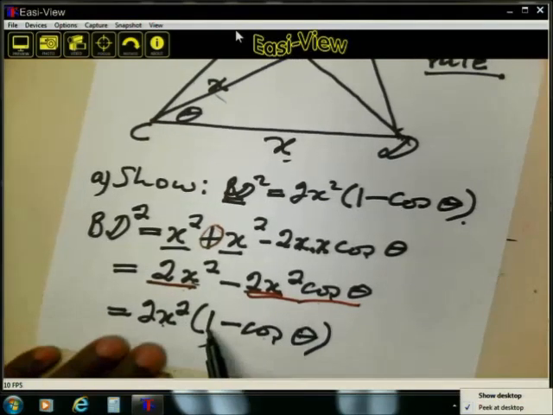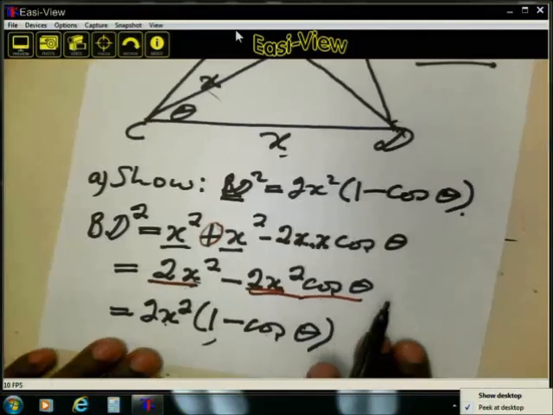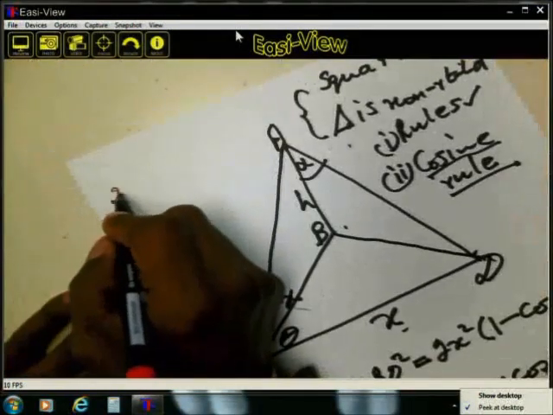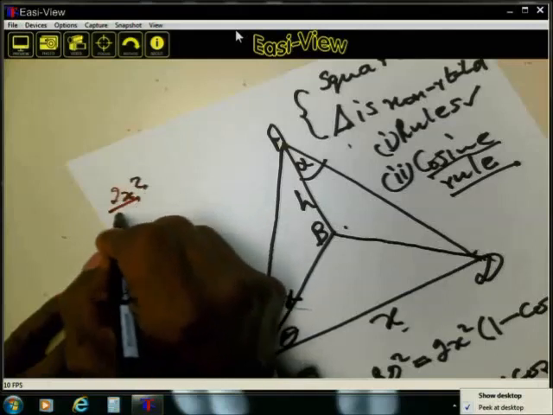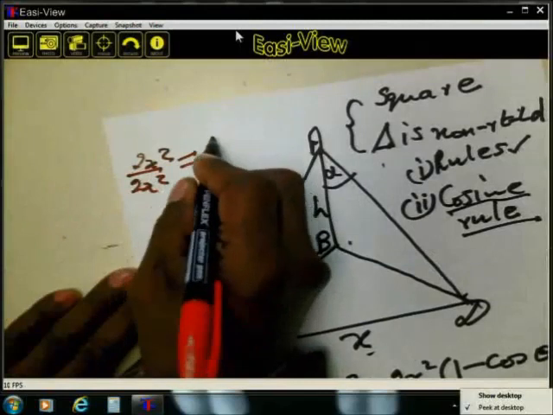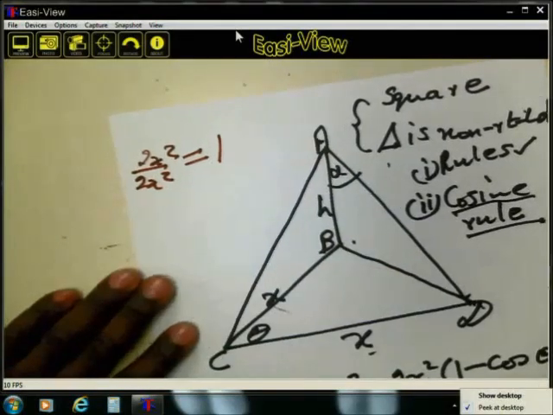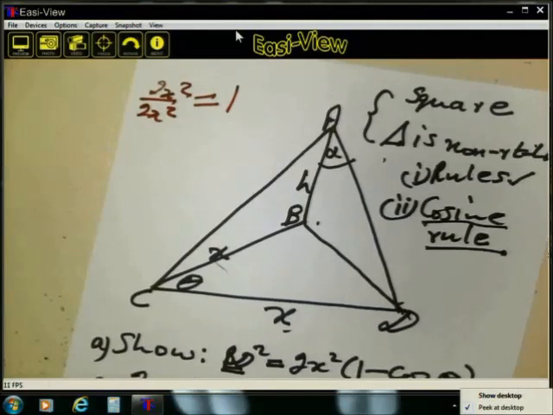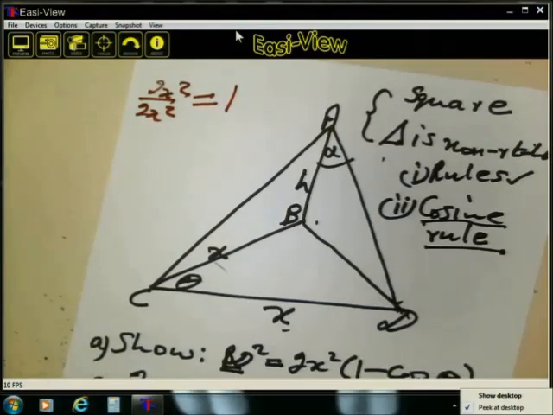And you may wonder why we have 1 here. You were actually multiplying by 2x squared divided by 2x squared, which is 1. And you know 1 is the identity element of multiplication. It does not change anything. So if I took the 2x squared here, I also divided. That is why I was left with 1 here. And when I divide by 2x squared here, I'm left with cos theta.